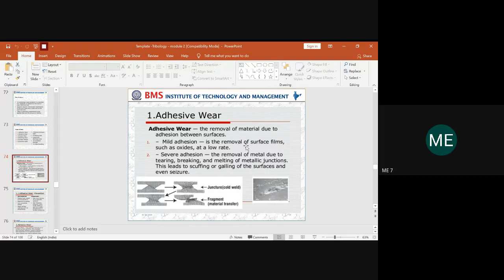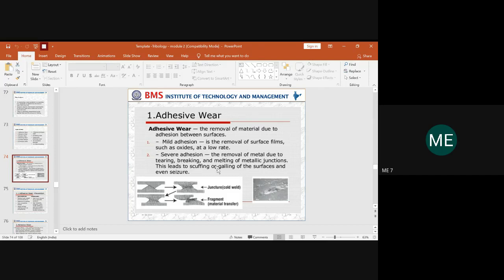You know that mechanical components will be made up of different materials, different metal oxides, non-metal oxides, or a combination of metal oxide alloys. I told you when discussing friction, it can come across metallic components and non-metallic components also. If it is metallic components, then the bonding is through metallic bonding. If it is non-metallic components, then it can be due to covalent or ionic bonding. In both cases, you'll have oxides at the surface. So this will result in removing small surface films of oxides, but not at a faster rate, only at a low rate. So this is associated with mild adhesion.